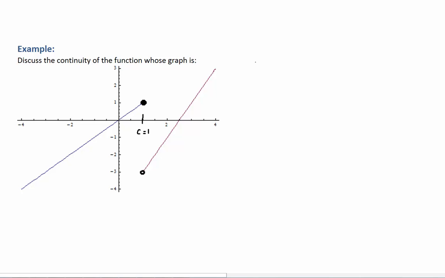So is the function defined? Yes. The function at 1 takes this value right here, the solid dot, and that is going to be equal to 1. Now, does the limit exist?